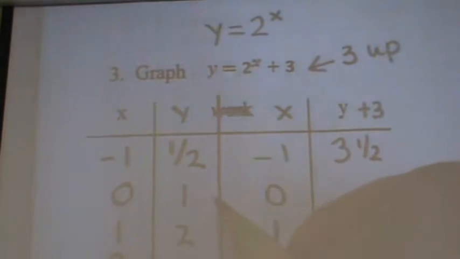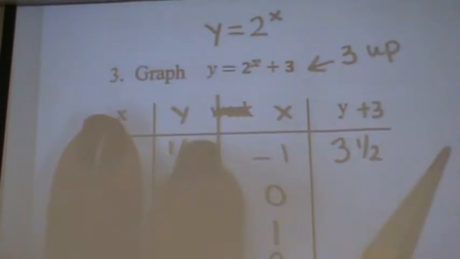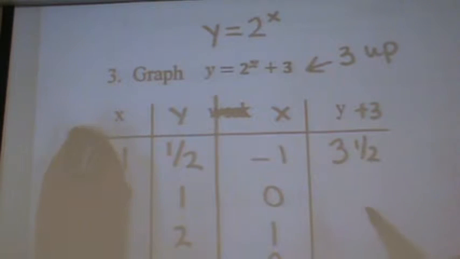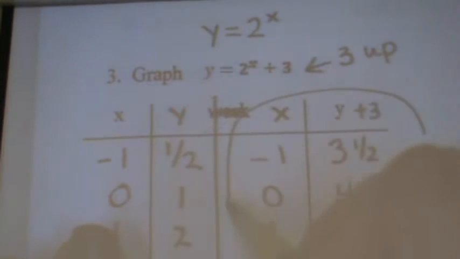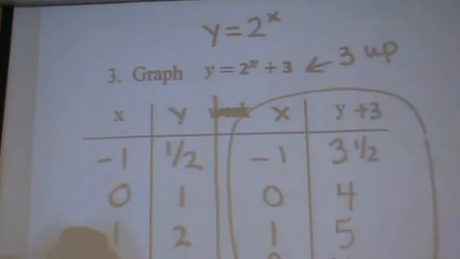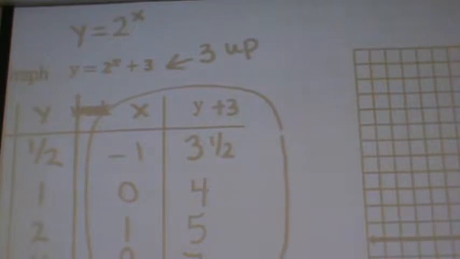Add 3, make sure this is kind of confusing. You're adding 3 to this. Add 3 to 1, you get 4. Add 3 to 2, you get 5. Add 3 to 4, you get 7. So these are the ordered pairs that you will sketch. You're going to plot them. It's -1, 3 1/2; 0, 4; 1, 5; and 2, 7. It's a smooth curve like this.